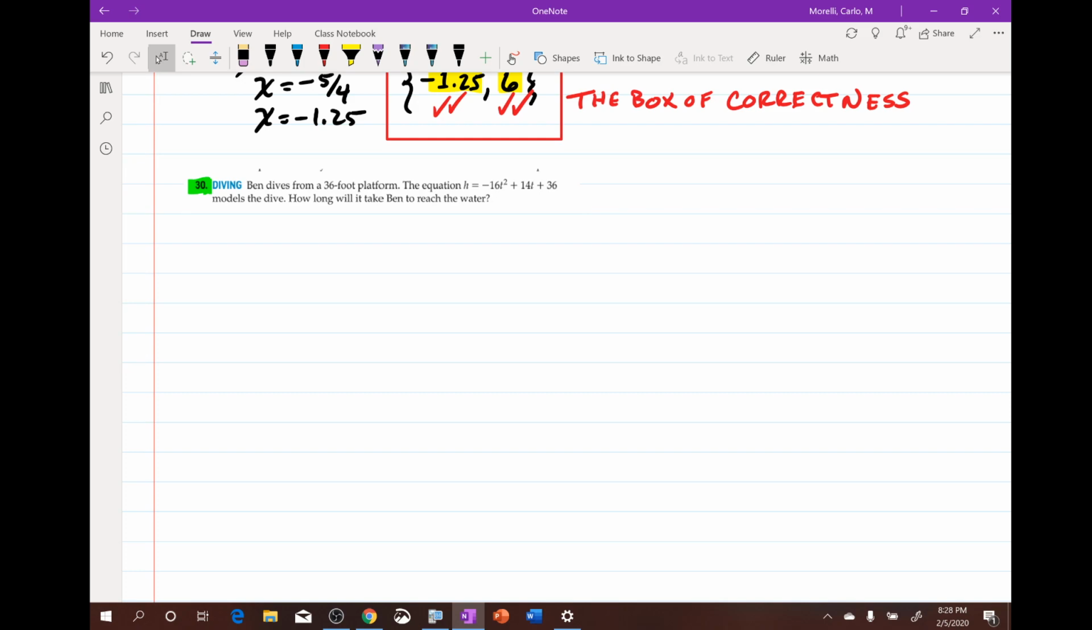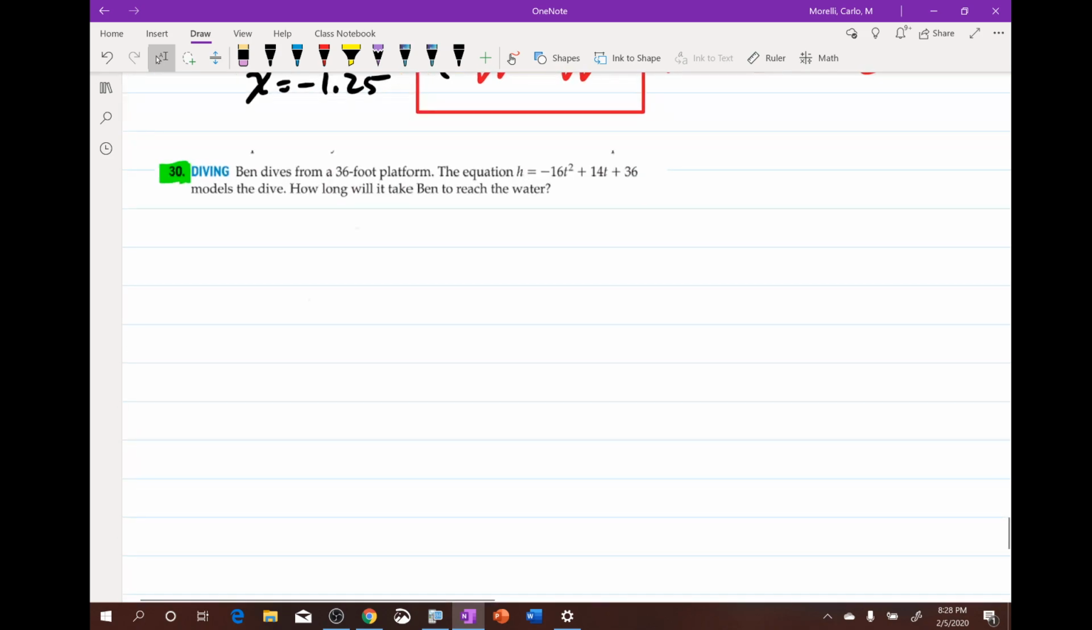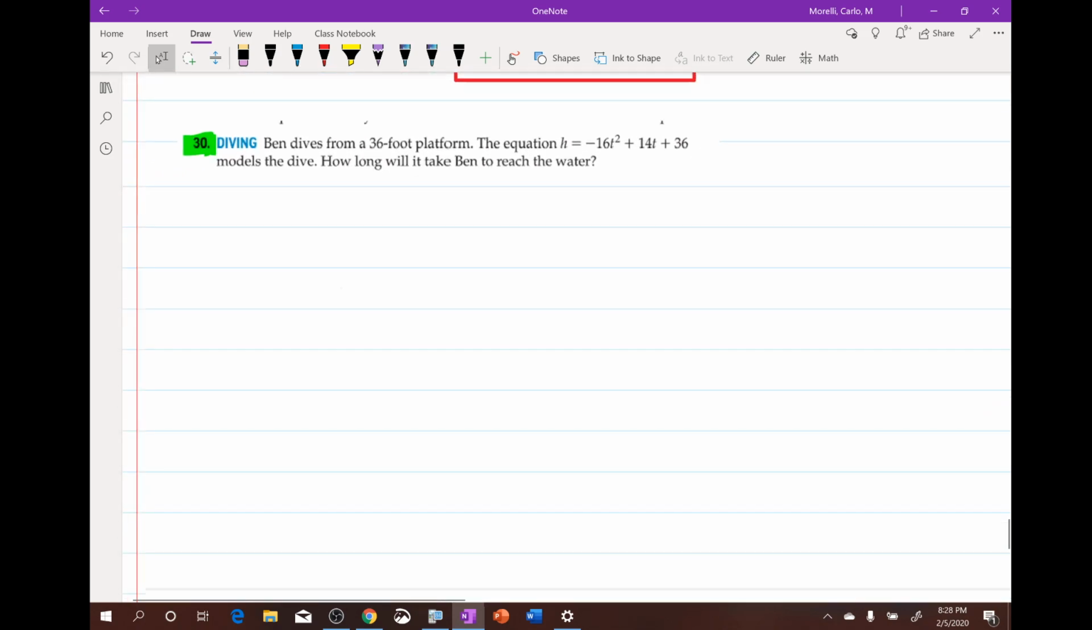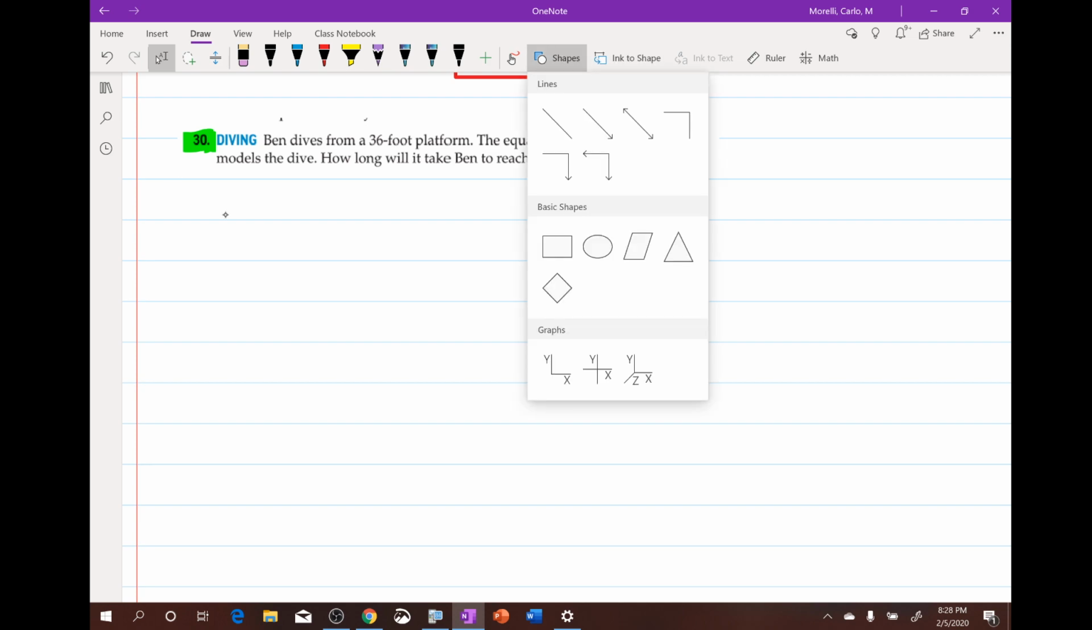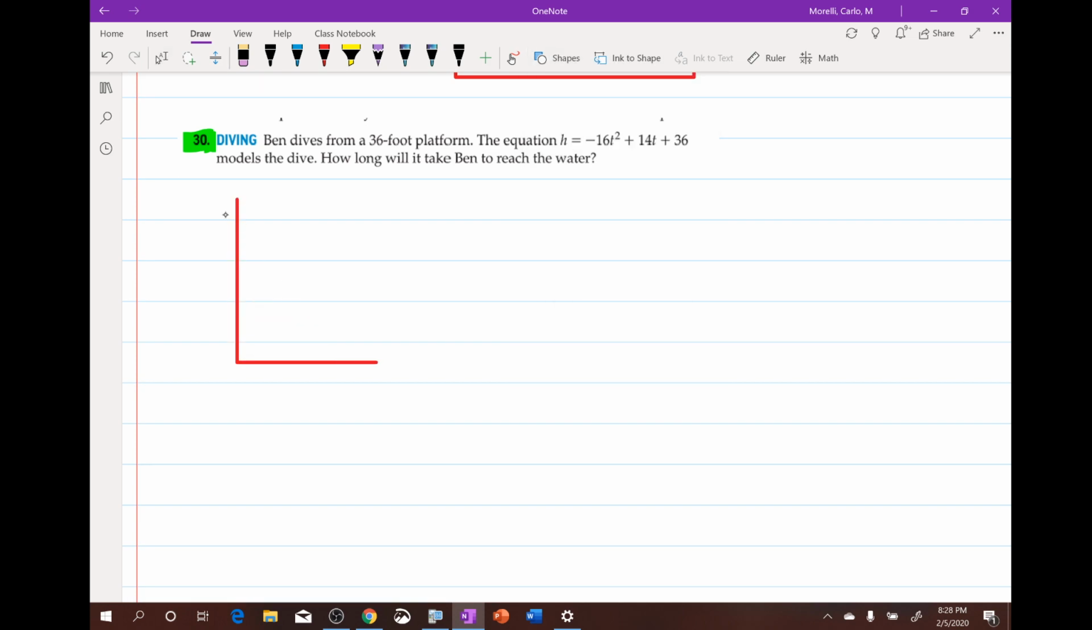Okay, so number 36. Let's just read it. Ben dives from a 36-foot platform. Ouch. Okay. The equation h equals negative 16t squared plus 14t plus 36 models the dive. How long will it take Ben to reach the water? Here's my advice. Let's draw a picture of this, and then we're going to put it in the calculator. Okay, I really wanted that to be black. Oh, that was easy. All right.